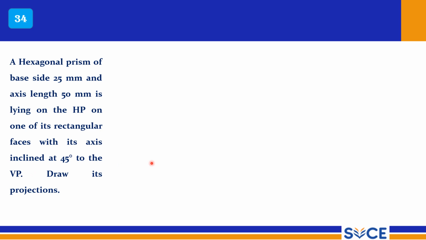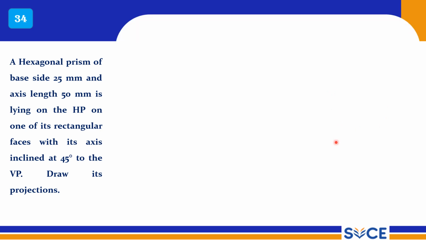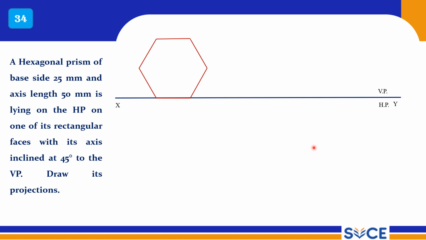So first assume that the axis is perpendicular to VP and draw the hexagonal shape, and one edge you draw on XY reference line on HP, and then complete the hexagon, and for that the corresponding top view should be drawn, simple top view. And now you have to tilt that top view to 45 degrees to VP, and then you have to complete the final front view projection. So this is the hexagon now, and it is sleeping on this lateral face.